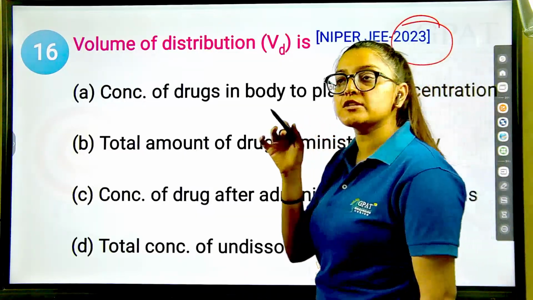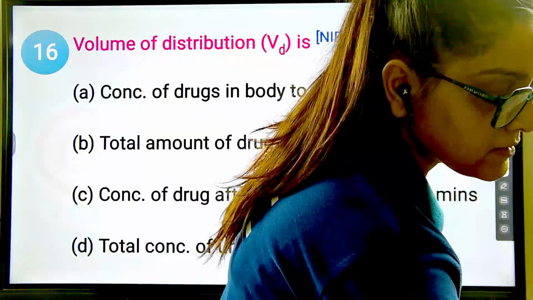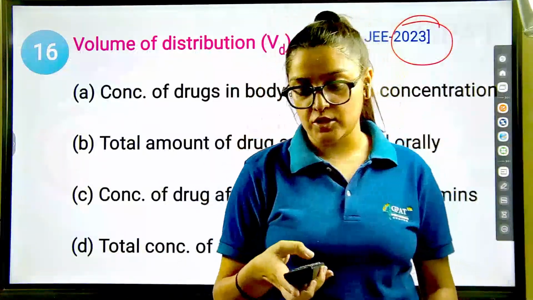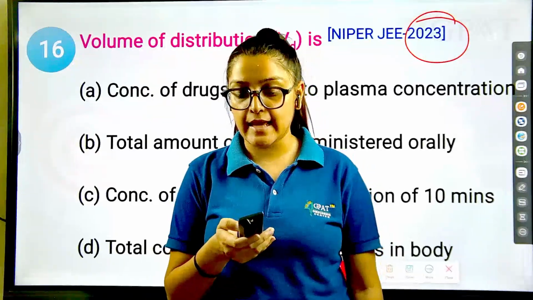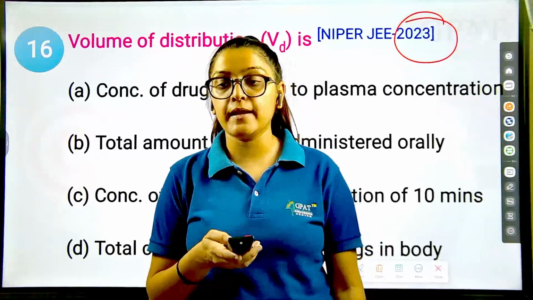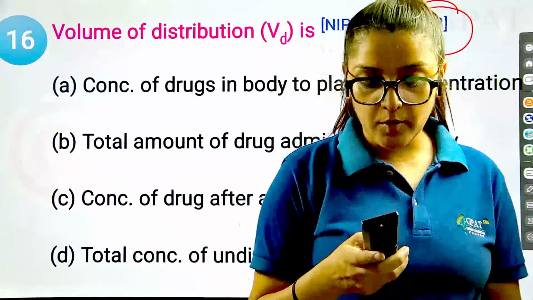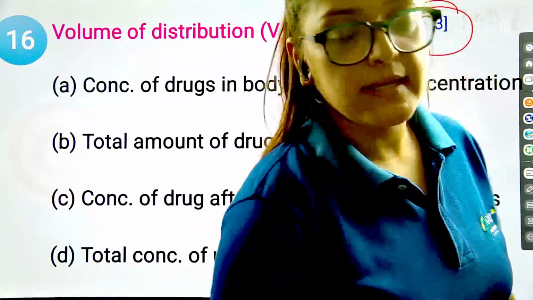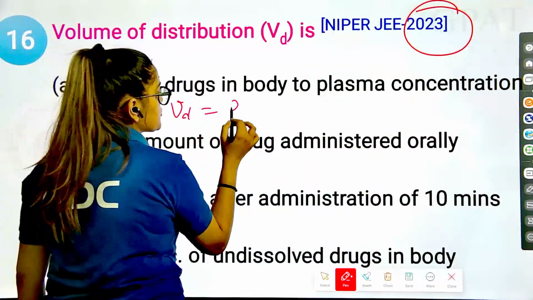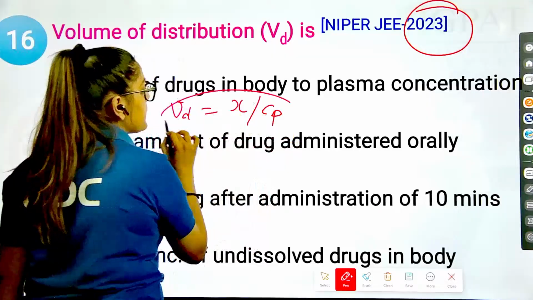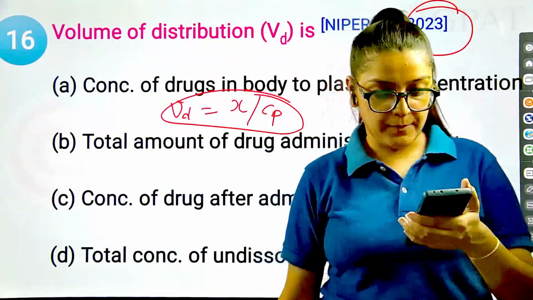So volume of distribution, what does it actually mean? Volume of distribution means how much drug is actually distributed across your body, and in how much concentration as well. If you want to put it into a formula, volume of distribution is equal to amount of drug upon plasma concentration, right? So this is the basic formula, X upon VD.